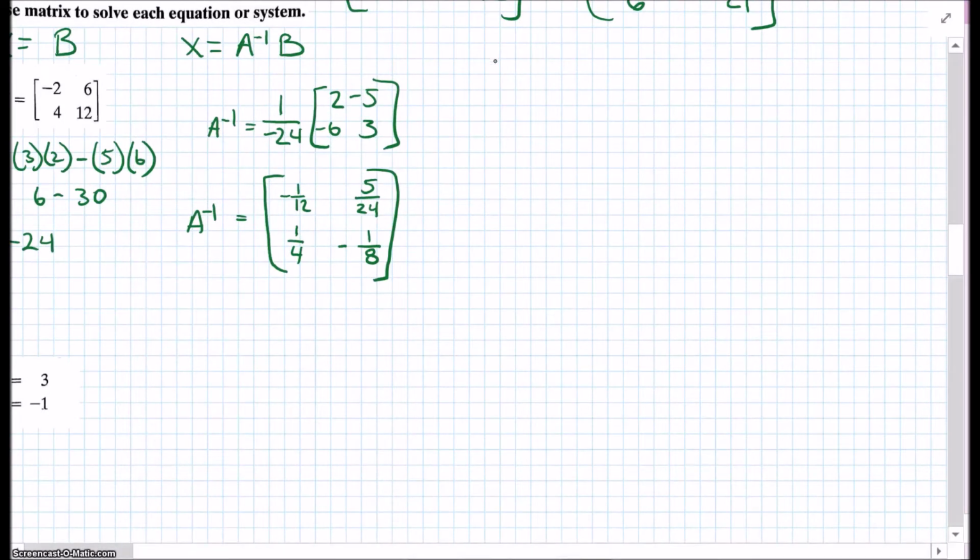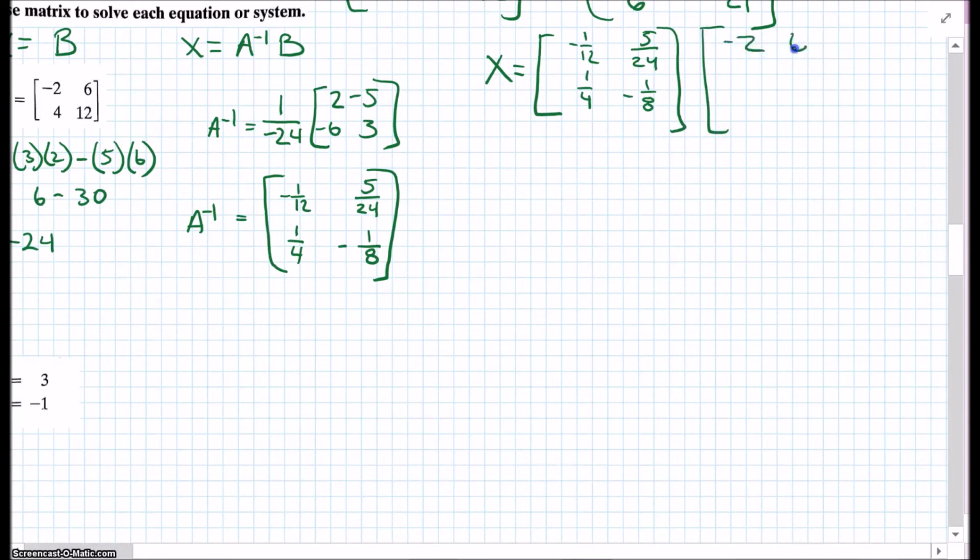So let's do our work right here. X equals negative 1/12, 1/4. Let's make our matrix a little bit bigger. 5/24 and negative 1/8. Multiplying by negative 2, 6, 4, 12. So it's going to be a 2 by 2 matrix. So let's check it out.